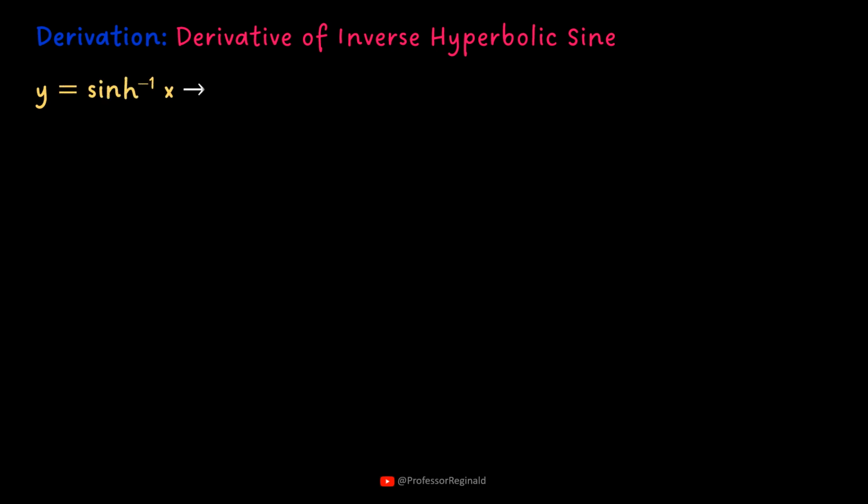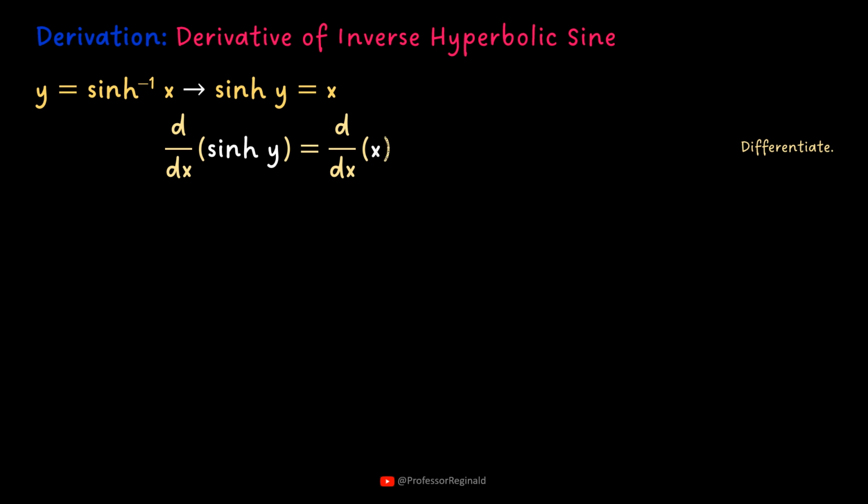Derivation of the derivative of the inverse hyperbolic sine function. Let y equals the inverse hyperbolic sine of x, which means that the hyperbolic sine of y is equal to x. Take the derivative with respect to x of each side of the equation. The derivative of the hyperbolic sine of y is hyperbolic cosine of y.